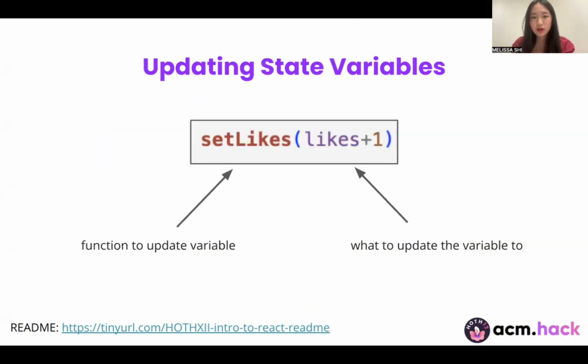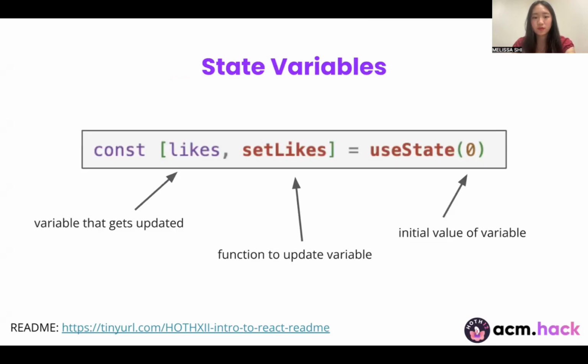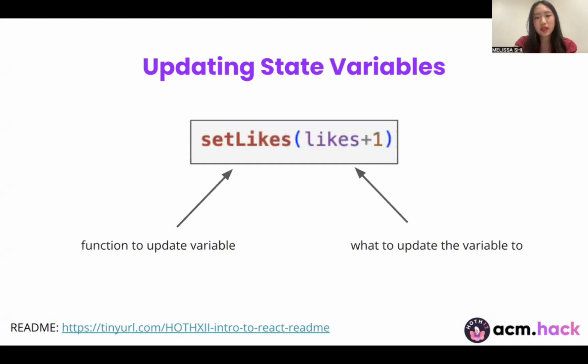To update the state variable, we use the function from this earlier declaration, and we do setLikes. You can set it to anything. I'm setting it to likes plus one, because if you like it, then it changes to one more than it originally was. So setLikes is the function to update the variable, and inside the parentheses is what you want to update the variable to.